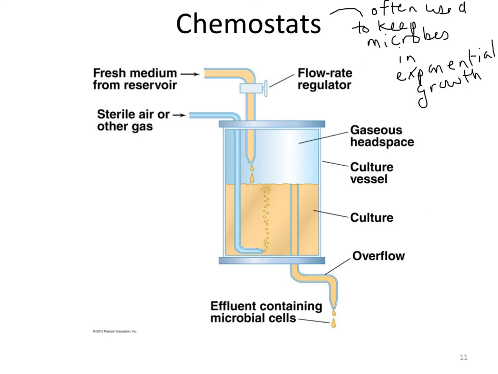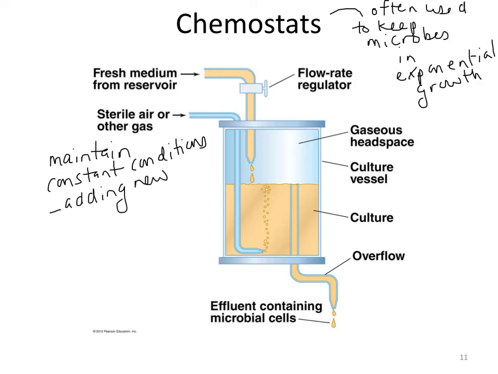So a chemostat is a large culture reservoir, and the purpose of the chemostat is to maintain constant conditions. So you're always adding new nutrients and removing waste. You're also going to maintain the pH carefully, the oxygen status, and the temperature. The goal is to maintain constant conditions, keeping microbes in a permanent sort of exponential growth phase.